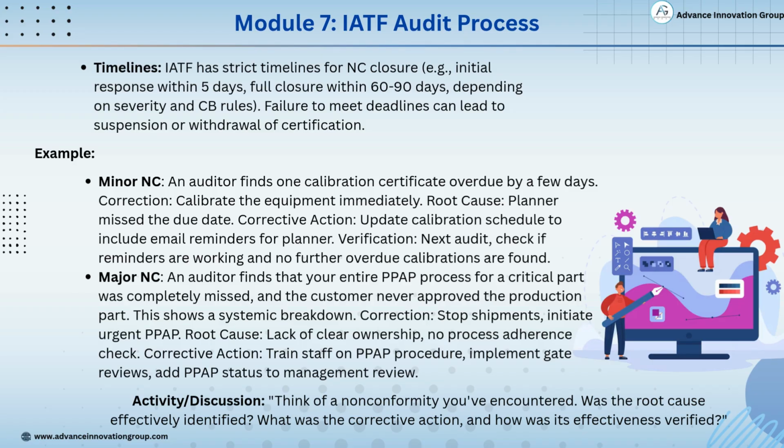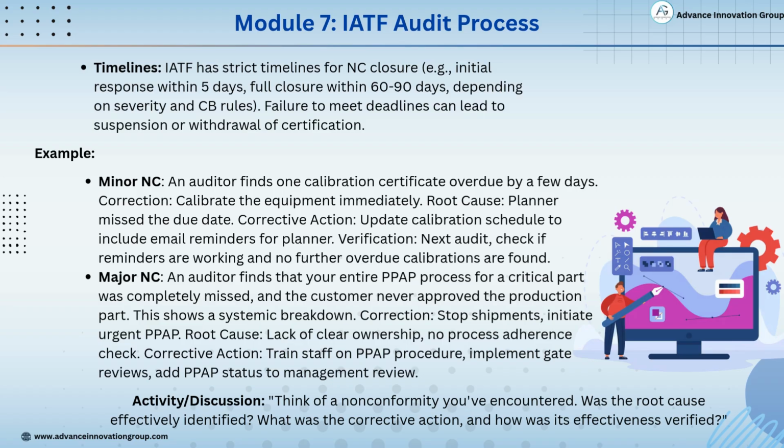Minor NC example. An auditor finds one calibration certificate that's a few days overdue. Correction. The equipment is calibrated immediately. Root cause. Planner forgot the due date. Corrective action. Update the calibration schedule and add email reminders. Verification. At the next audit, verify that the reminders are working and no further calibrations are overdue.